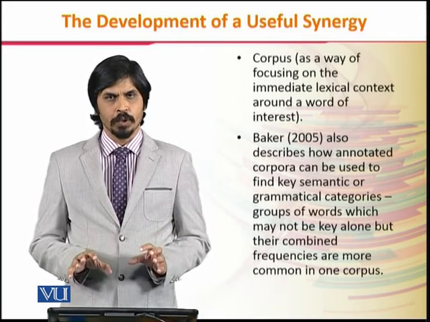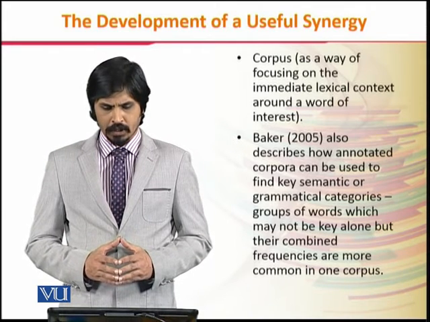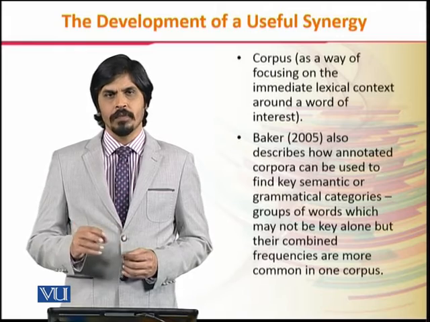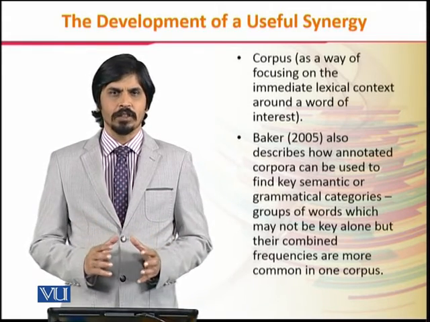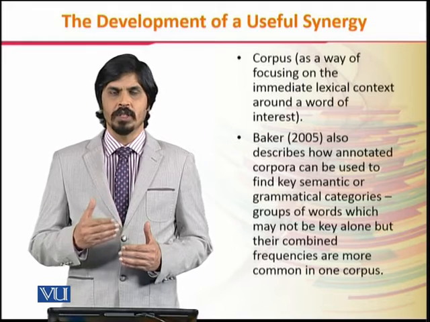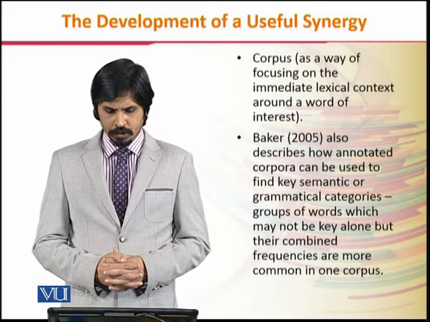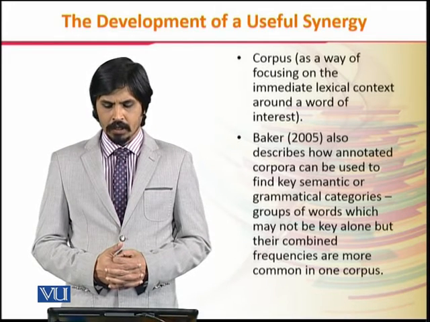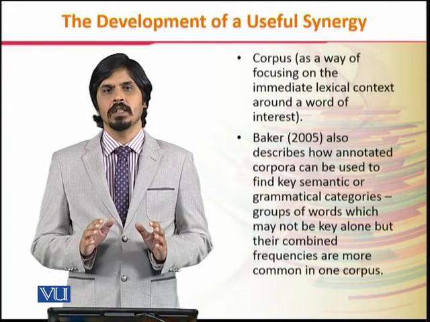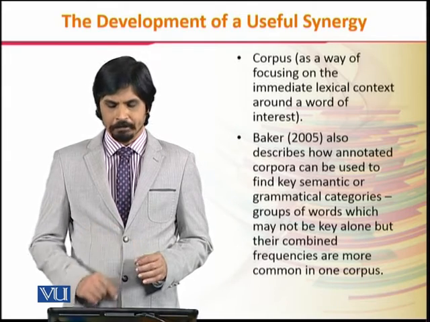In this situation, corpus can be considered as a way of focusing on the immediate local or lexical context around a word of interest. Where a word falls and what comes before and after that is its lexical context, and therefore a corpus may be a collection of these lexical contexts of a word, especially of a keyword, and this keyword is elicited or explained by its relation to its neighboring words. Baker also described how annotated corpora can be used to find key semantic and grammatical categories, groups of words which are common in certain kinds of discourses, and when found together, they develop certain special meanings related to an ideology or an identity.